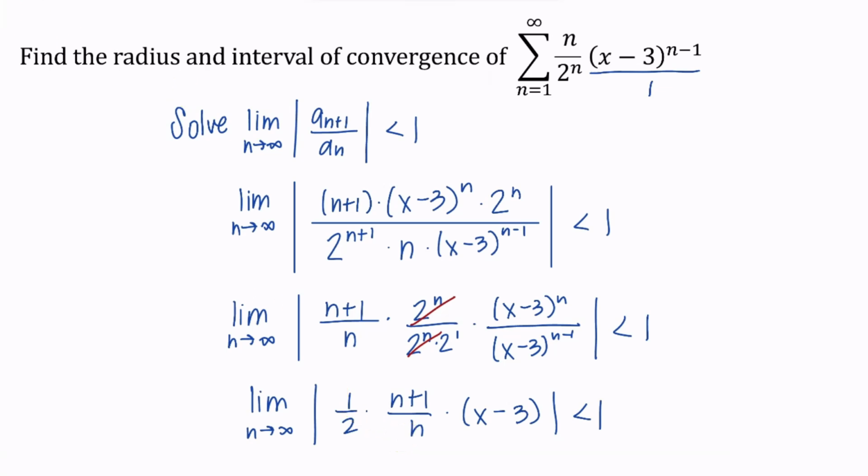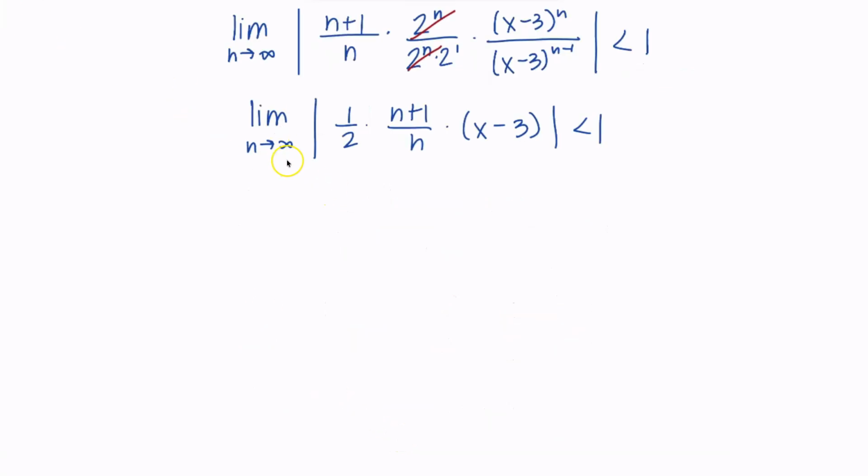Okay, so let's make a little space. The limit as n approaches infinity here, well, that applies to this n plus 1 over n. And since they're the same degree, we can go ahead and say that it's just going to be like a 1 over 1 here, but there's a 1/2 in the front. So really, we're just going to have the absolute value of 1/2 times x minus 3 is less than 1. So we evaluated the limit, so the limit is gone and the n factors out. And then I can solve this.